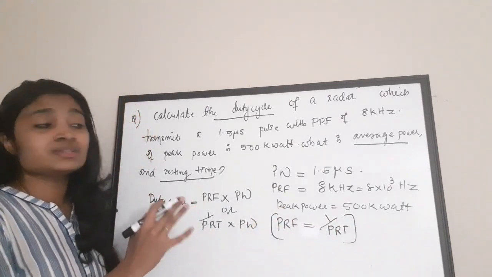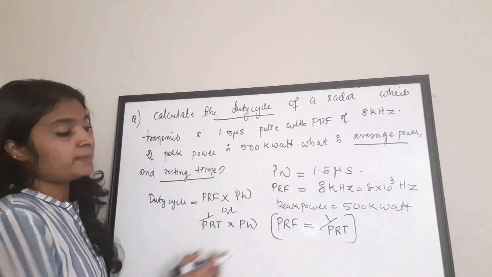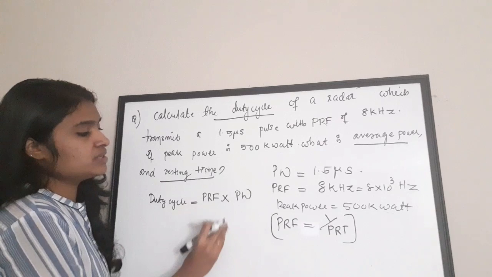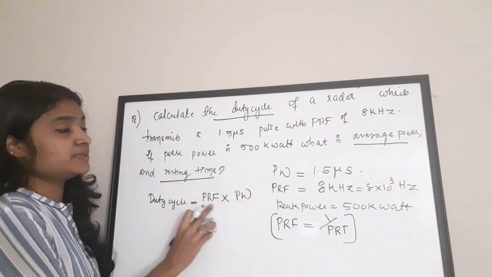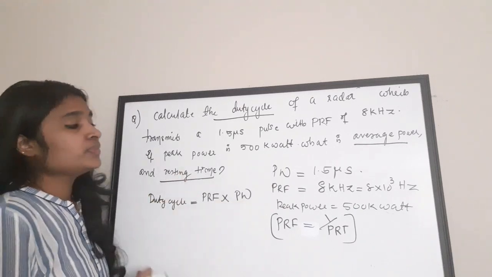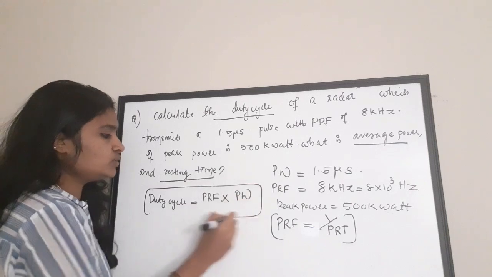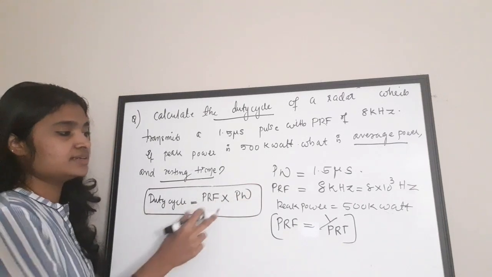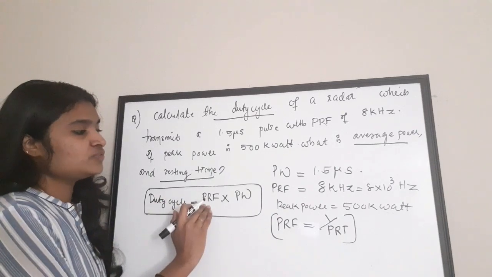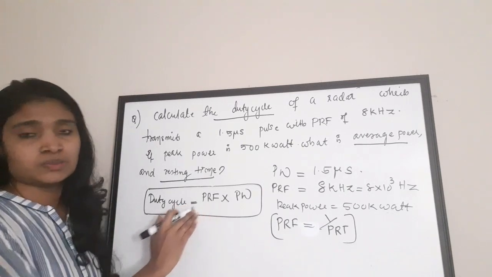So, you should know all these basic concepts. So, 1 by PRT into pulse width. You don't need to go for the pulse repetition time because it is directly given that the pulse repetition frequency is 8 kilohertz, and pulse width is also given. So, first we can find this duty cycle. If you don't know the equation to find the duty cycle, just note this down. Duty cycle is equal to pulse repetition frequency into pulse width, or 1 by pulse repetition time into pulse width.